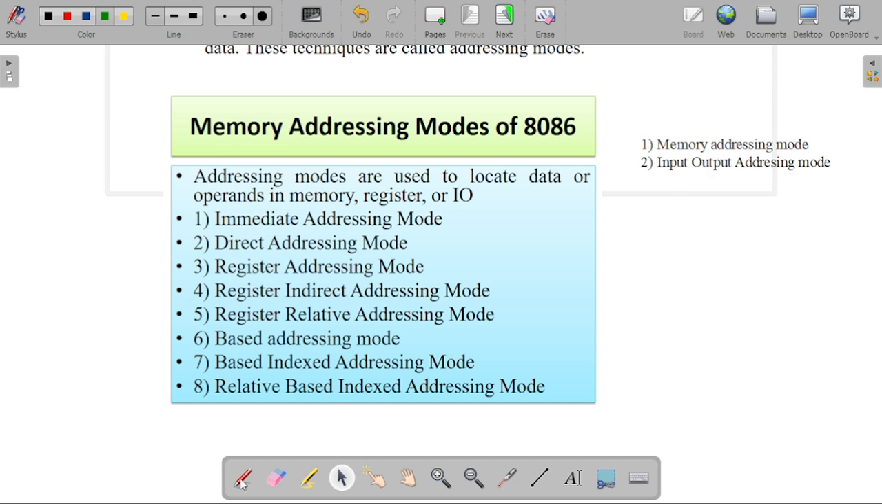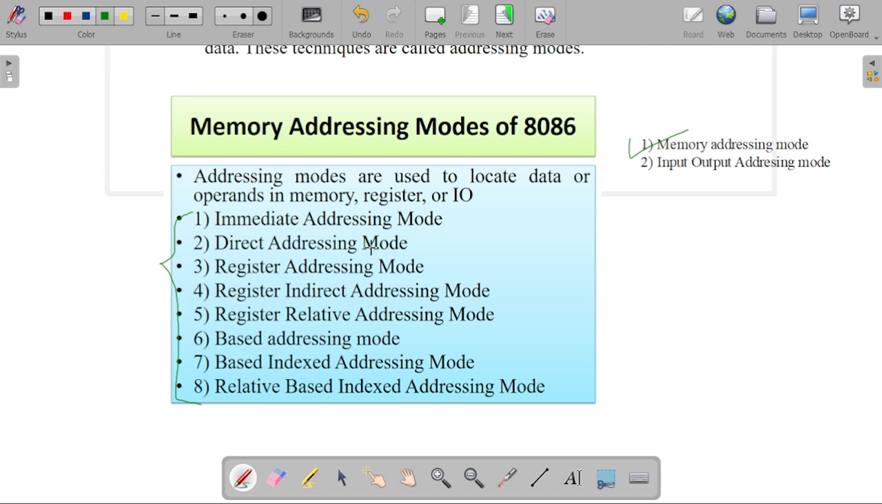So the first type is memory addressing mode. Memory addressing mode is used for storing the data of our source operand into our memory location. This type of addressing mode is further divided into multiple parts, and in total there are 8 parts, and the first type is immediate addressing mode. So these are the different types of memory addressing modes available.